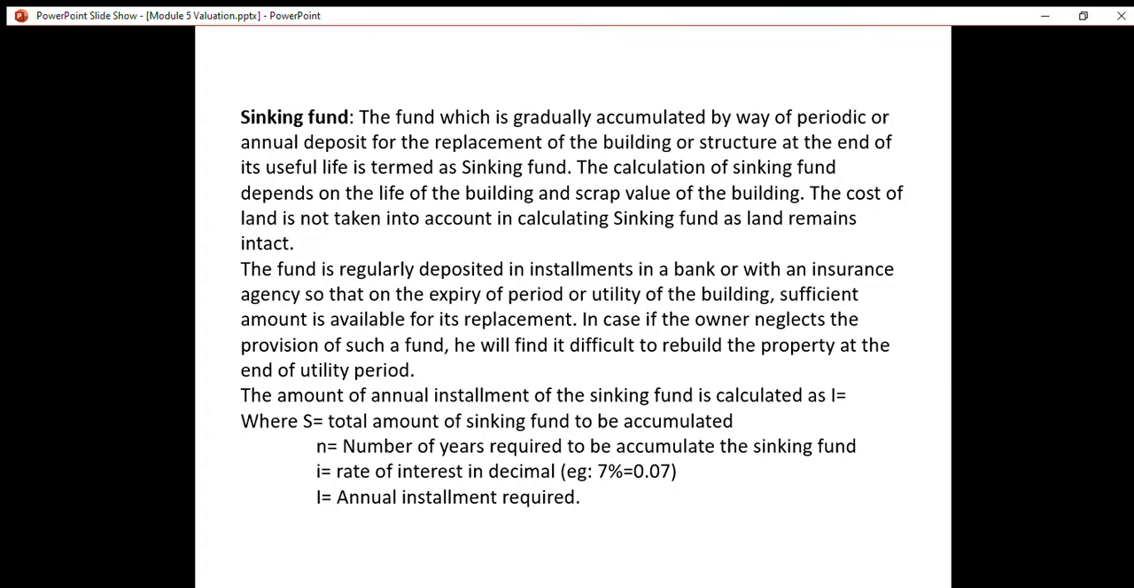Now, you can set aside a fixed amount annually in the bank which keeps on accumulating year after year, so that the total deposited amount becomes the cost of the building at the end of 50 years. Now you can rebuild the structure again using this amount. This annual deposit is called sinking fund. If the owner neglects this provision, then he will find it difficult to rebuild the property upon the end of useful life.